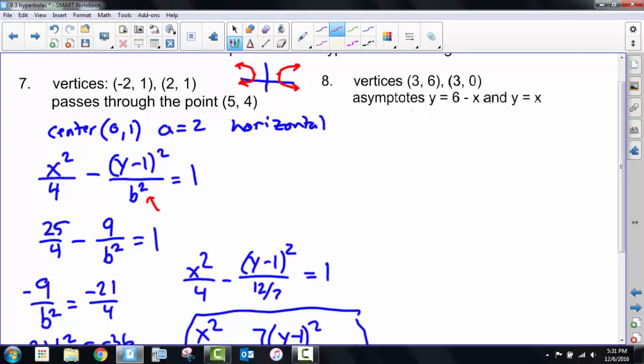Okay, so for number 8, this one I think is a lot simpler. We see we have vertices at 3, 6, and 3, 0. That allows us to find pretty simply the center has to be 3 and 3. We also, based on vertices alone, could figure out that our A value would be 3. We can figure out that this thing is going to be vertical, right? 3, 6 and 3, 0, one's above the other.